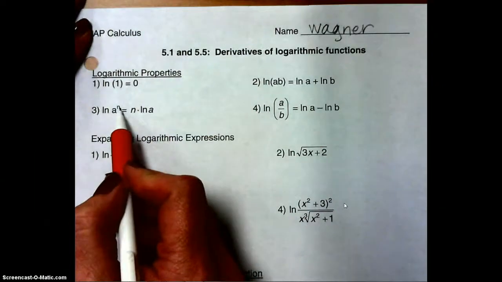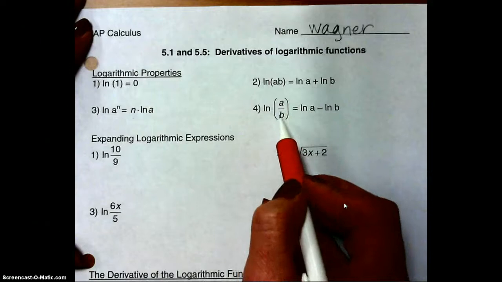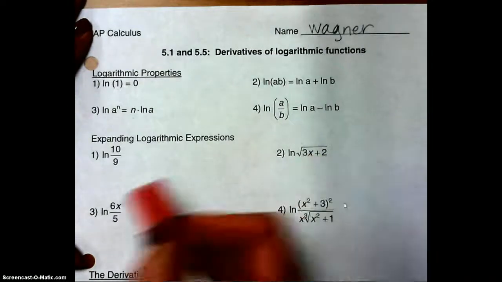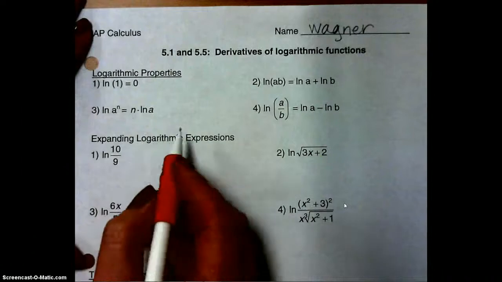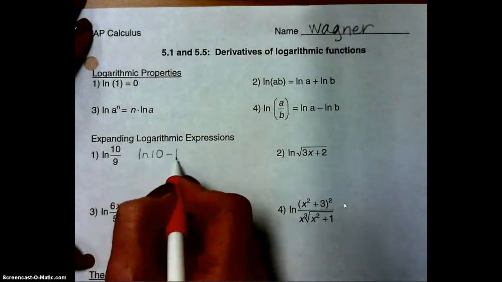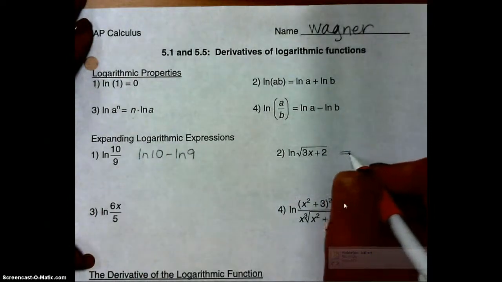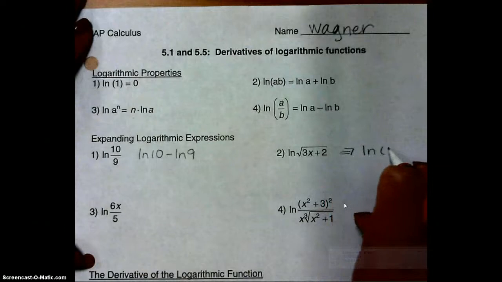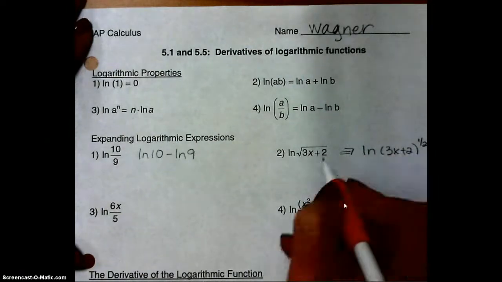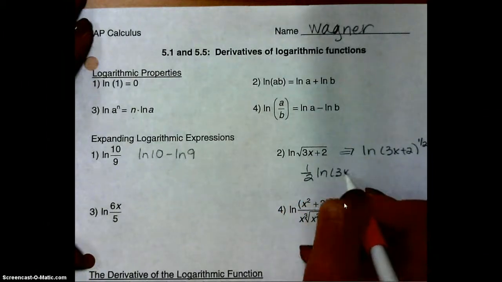You can make this exponent come around front to be a coefficient, and a log with a division can turn into a subtraction problem. So as we go through this, when you're expanding your log expressions, you get the natural log of 10 minus the natural log of 9. Here, you're going to want to make this the natural log of 3x plus 2 to the 1/2 power, and then you can bring it around front, 1/2 natural log of 3x plus 2.